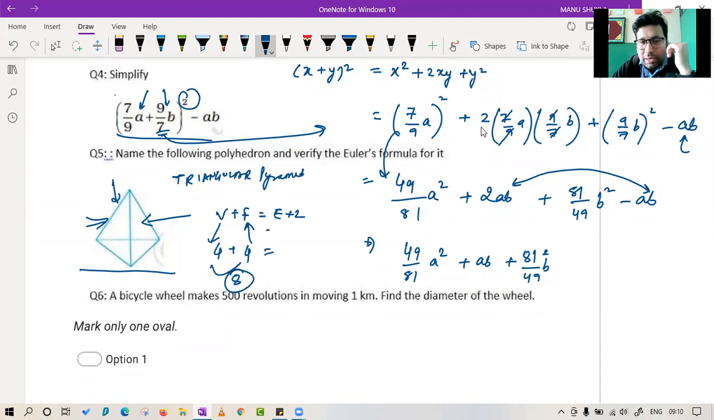And how many edges are there? How many E? There are 1, 2, 3, 4, 5, 6. 6 edges plus 2 is also 8. So left side equals right side, hence verified the Euler's formula, and this is a polyhedron.